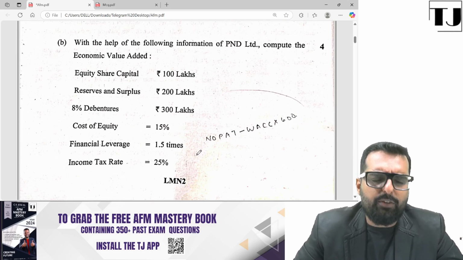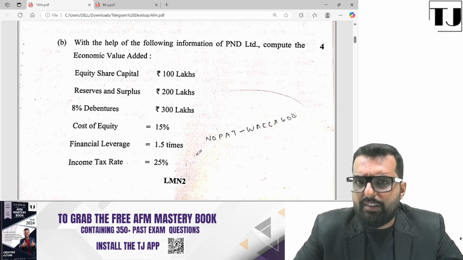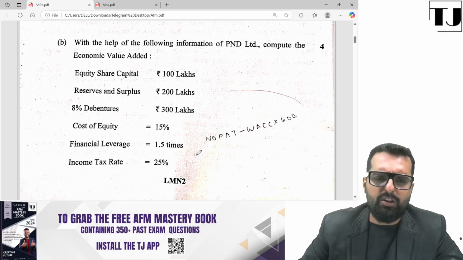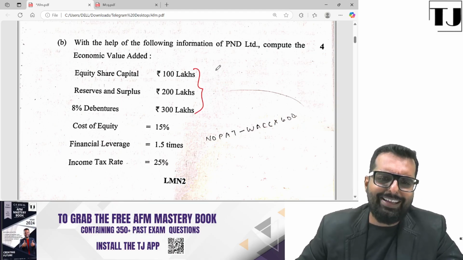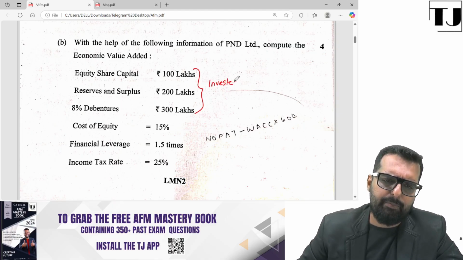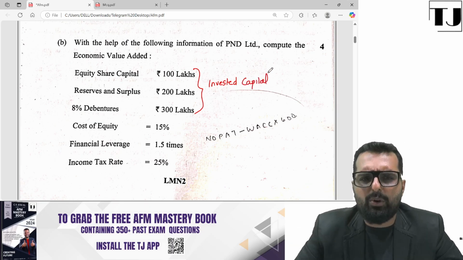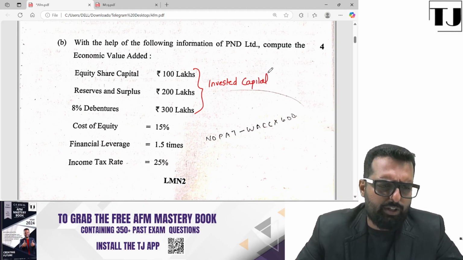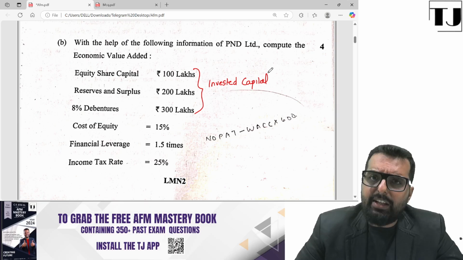If I'm not wrong, they have given you the share capital, reserves and surplus, and debt is given. So all this together is what we call your invested capital. Invested capital, or whatever name you want to use, amount invested, whatever you want to use over there. All right. Cost of equity is given.